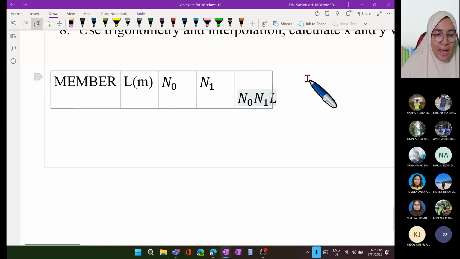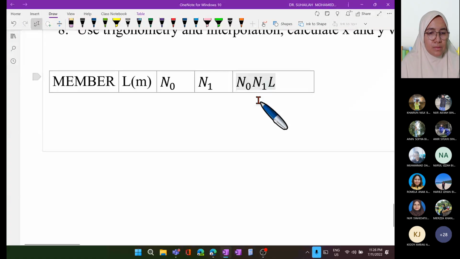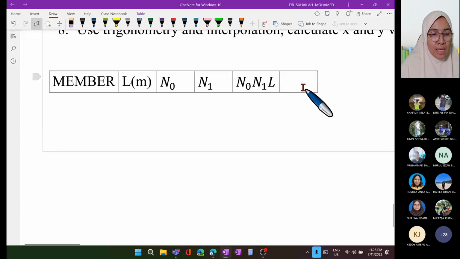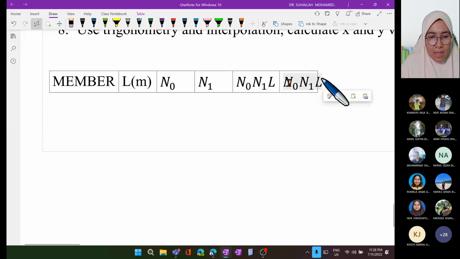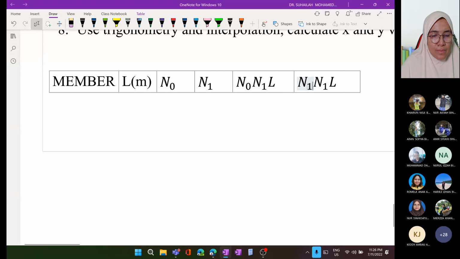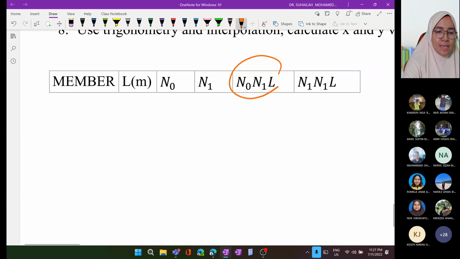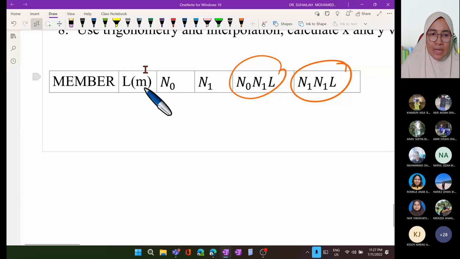The labels we use in the compatibility equation will guide us on what the next step is. So this is delta, this is N0 N1 L, and the other one is N1 square L. N1 square L is N1, N1 L; you can write either. Our aim is to find these two summations, and we only get the summations from the table. Why do we have a column for L, for N0, and for N1? Because of these two.